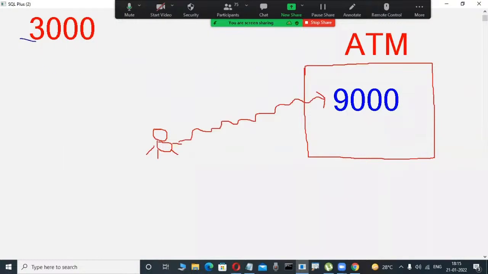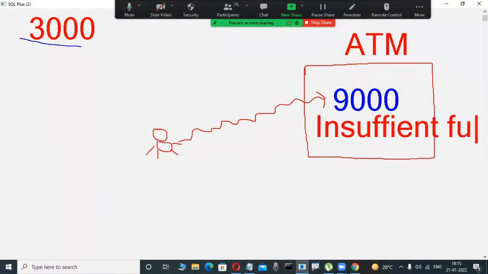No. Here my balance is 3,000, but how can I get it? Okay, so 9,000 rupees is impossible. In this case, it will give a message. You are observing your ATM machines; some message will be displayed, suppose "insufficient funds". Why? Because your balance is low, 3,000, but you are trying to withdraw more than 3,000, that is 9,000, 8,000, 7,000 like that.